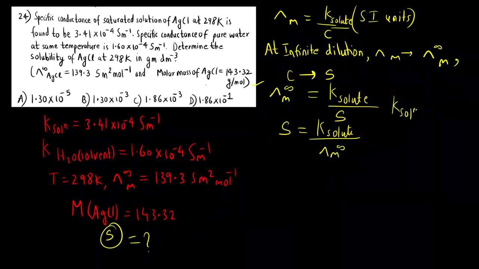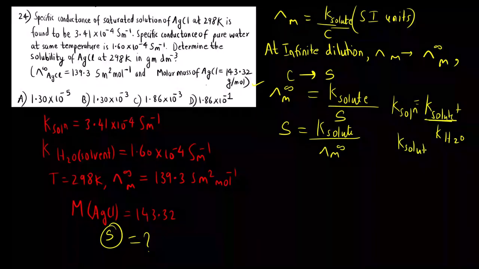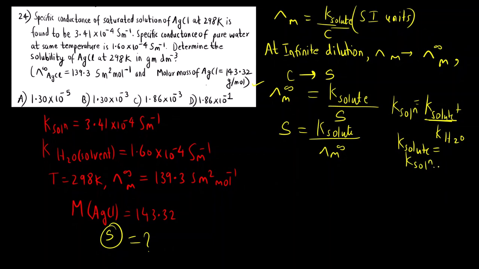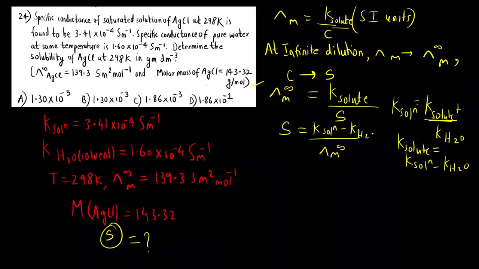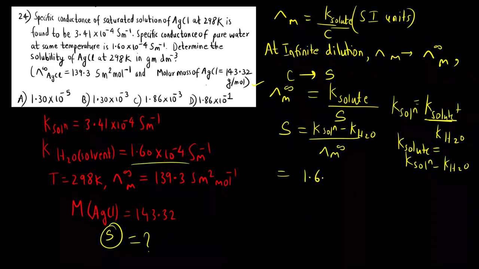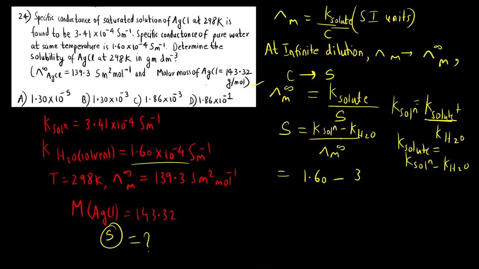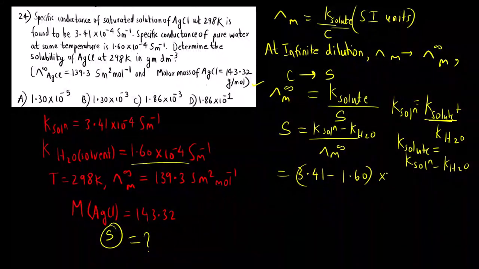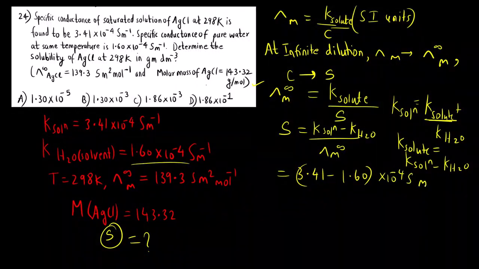K is additive in nature. K of solution is equal to K of solute plus K of solvent. Here the solvent is water. We want it for the solute. So K of solute is going to be K of solution minus K of water. So here I can replace this by K of solution minus K of water. Now we have to substitute. K of solution is 3.41 minus the solvent, 1.60, into 10 raised to minus 4 Siemens meter inverse.